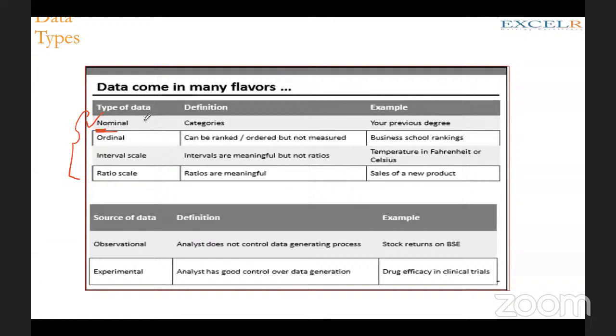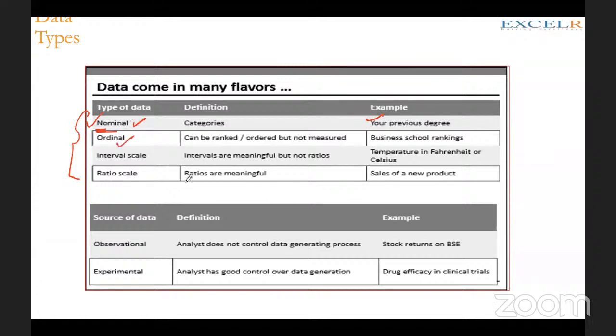So that is the nominal data type. Your previous degrees, your degree, BTech. That is a label given to the 4-year study, right? So BTech or BSc or BCom or whatever it is. Those things are considered as nominal data type.